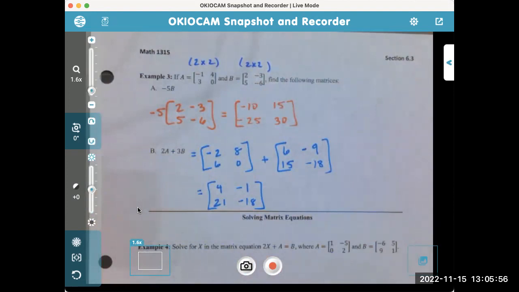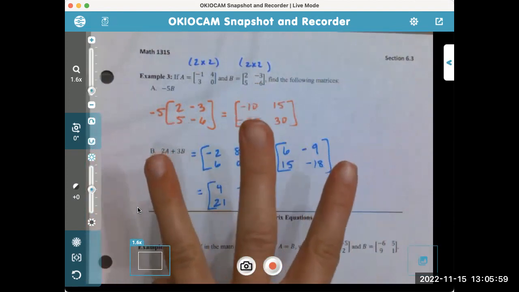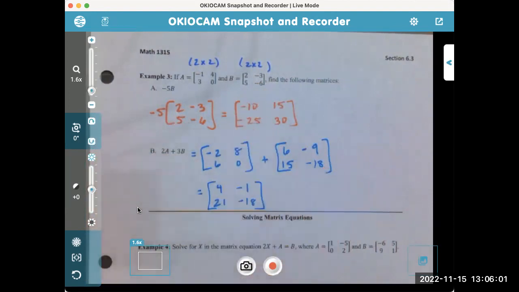Okay, so that's addition, subtraction, and scalar multiplication. So next video will be solving matrices. Oh wait, hang on. That doesn't sound right. Yeah, solving matrix equations. Perfect. Okay, next video.